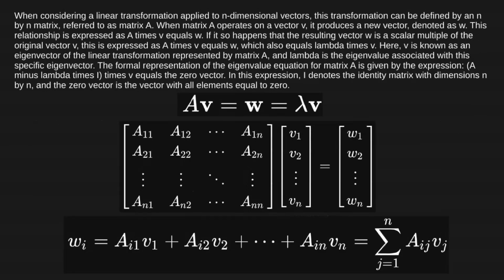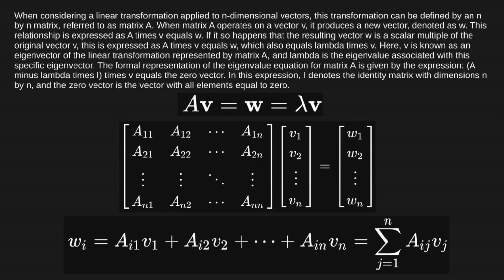When considering a linear transformation applied to n-dimensional vectors, this transformation can be defined by an n by n matrix, referred to as matrix A. When matrix A operates on a vector v, it produces a new vector, denoted as w. This relationship is expressed as Av = w. If it so happens that the resulting vector w is a scalar multiple of the original vector v, this is expressed as Av = w = λv. Here v is known as an eigenvector of the linear transformation represented by matrix A, and lambda is the eigenvalue associated with this specific eigenvector.